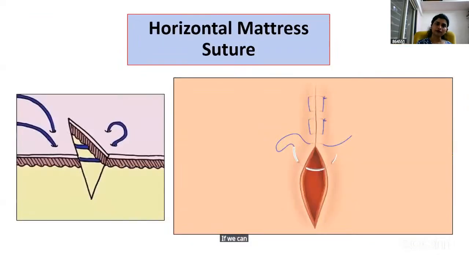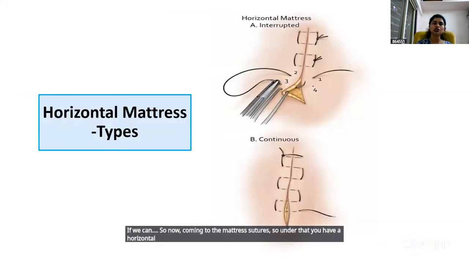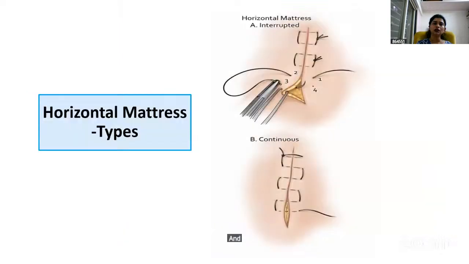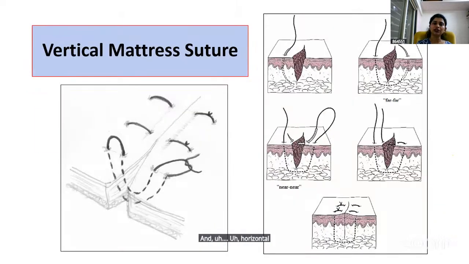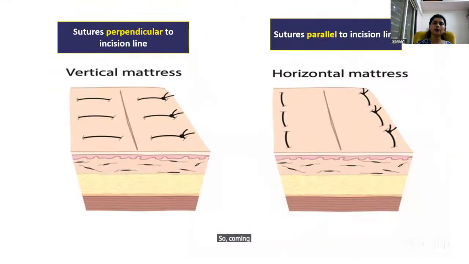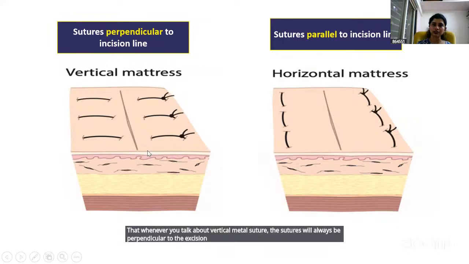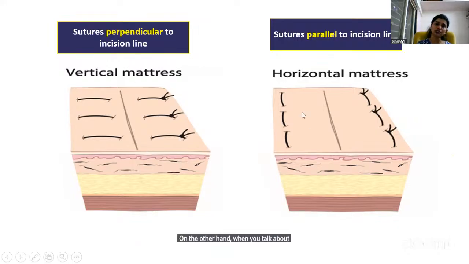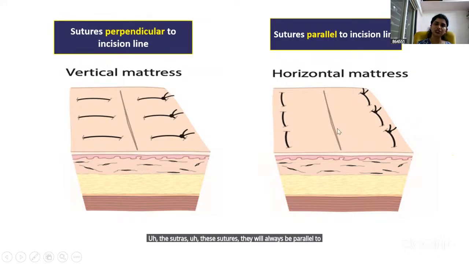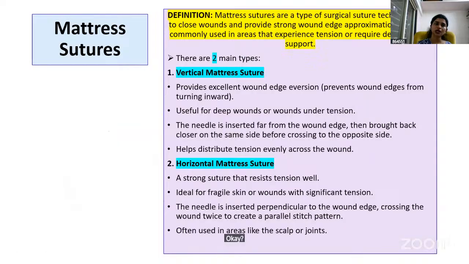Okay? So now coming to the mattress sutures. Under that you have a horizontal mattress suture and a vertical mattress suture. Okay. You have to understand this first, that whenever you talk about vertical mattress suture, the sutures will always be perpendicular to the incision line, vertical mattress. On the other hand, when you talk about horizontal mattress sutures, these sutures will always be parallel to the incision line. Okay. So coming to the vertical mattress and the horizontal mattress individually.